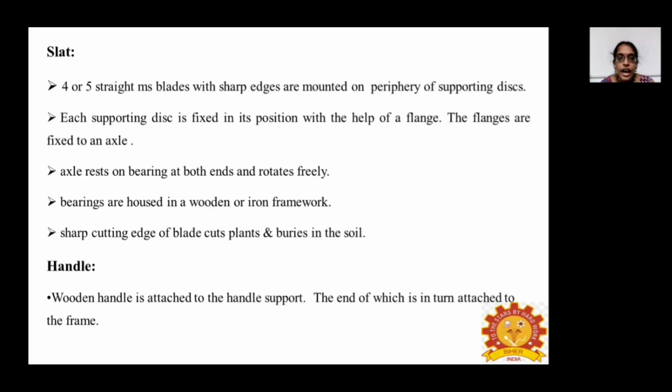and simultaneously it will bury it in the soil. And the slat type consists of four or five slat blades mounted on the periphery of the supporting disc, fixed in position with the help of flanges. The flanges are fixed to an axle, and the axle rests on the bearings, which rotate freely. These bearings are housed in a wooden or iron framework. The sharp cutting edge of these blades cuts the plants and buries them in the soil.